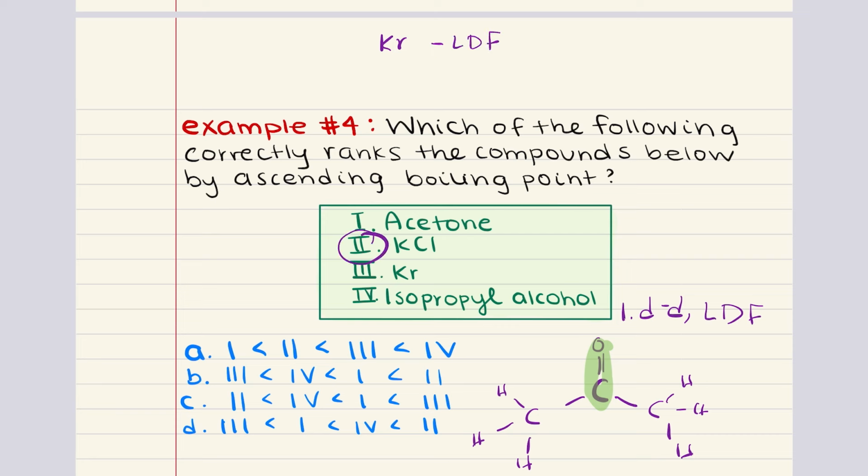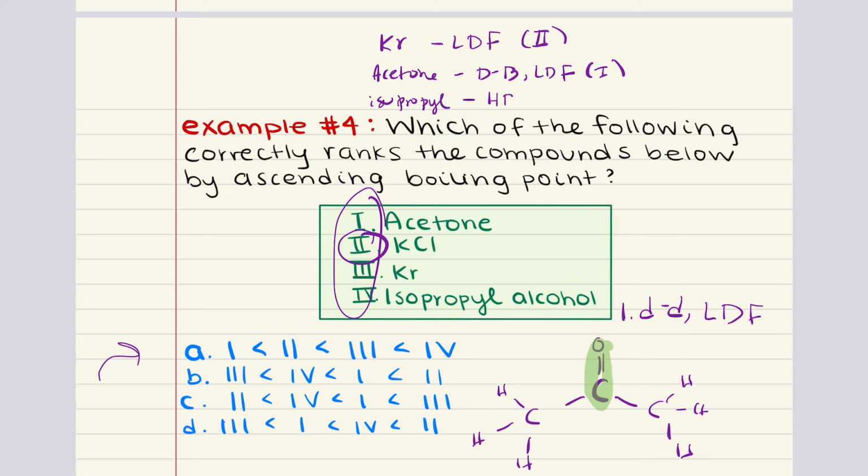Now this is assigned statement 2. We want to keep that in mind because the answer choices are ranking them based off of their numbers. The second one, after krypton, for higher boiling point is probably going to be acetone. Acetone has dipole-dipole interactions and London dispersion forces. So krypton has the lowest, then acetone has a slightly higher boiling point. That's statement 1. After that is probably going to be isopropyl alcohol because it has hydrogen bonding, which is the strongest of the intermolecular forces.